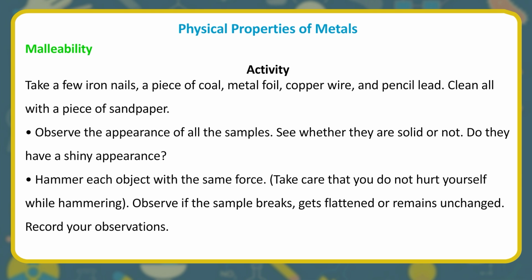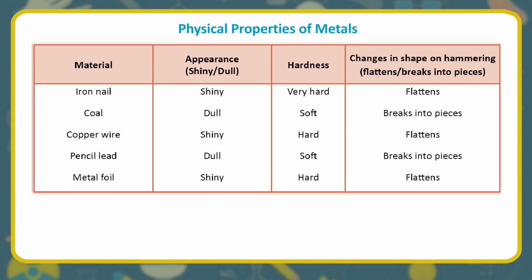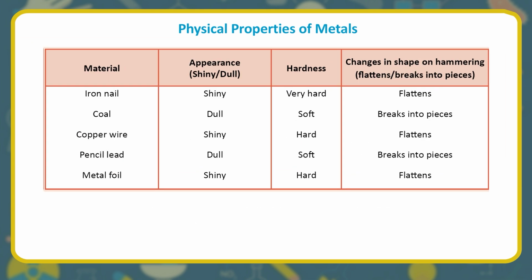Take care that you do not hurt yourself while hammering. Observe if the sample breaks, gets flattened or remains unchanged. Record your observations in a table. Material. Appearance, shiny or dull. Hardness. Changes in shape on hammering, flattens or breaks into pieces.